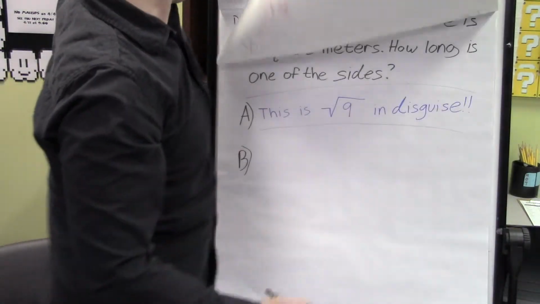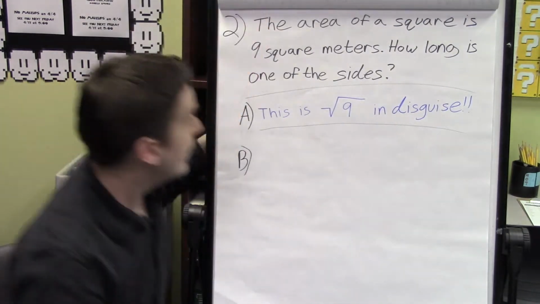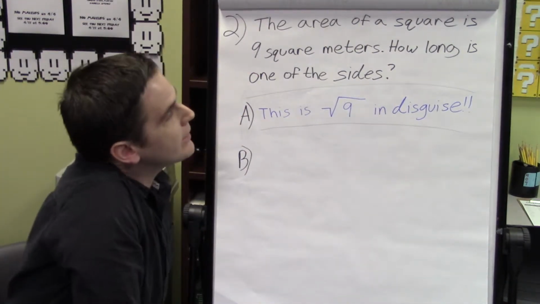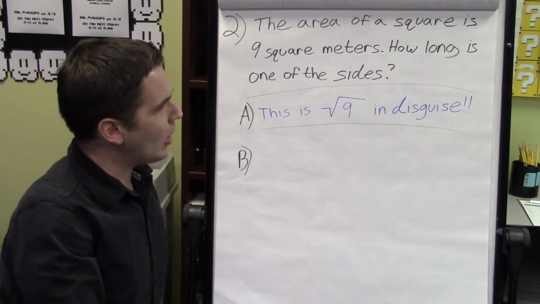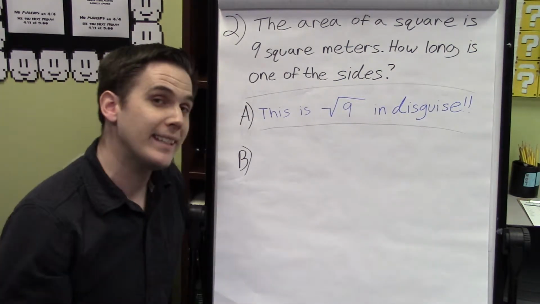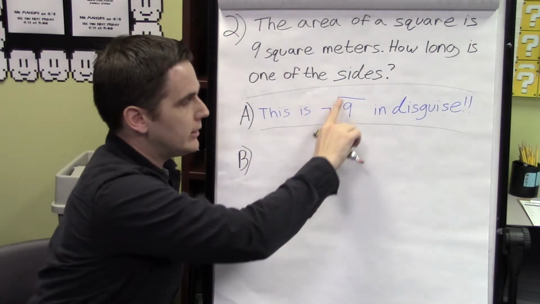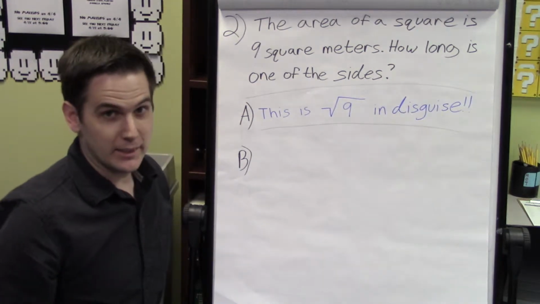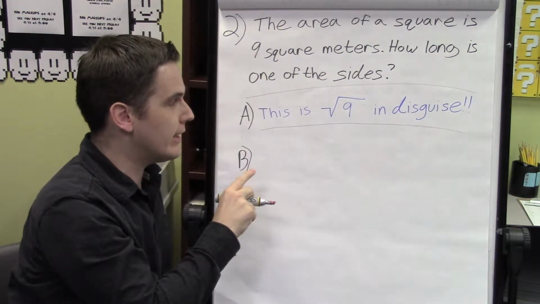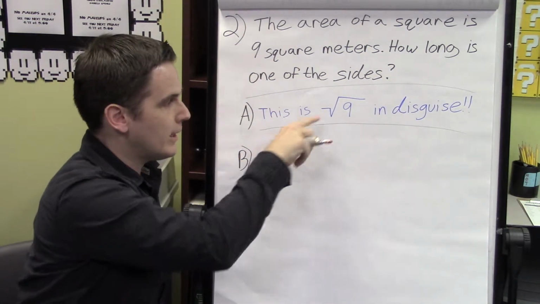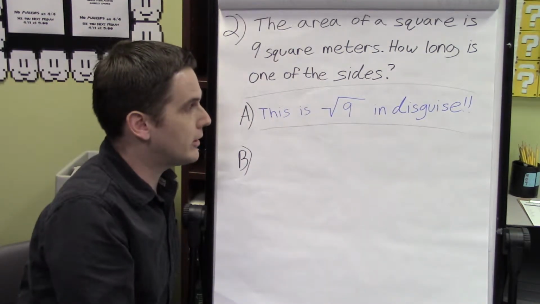Question number 2. The area of a square is 9 square meters. How long is one of the sides? Okay, this is radical 9 in disguise. Really, all they could have said here is, just like the last problem, simplify radical 9.